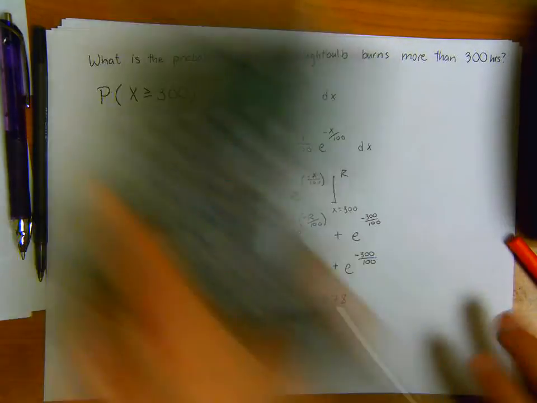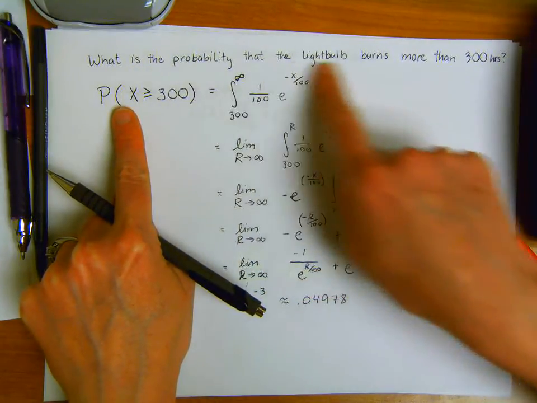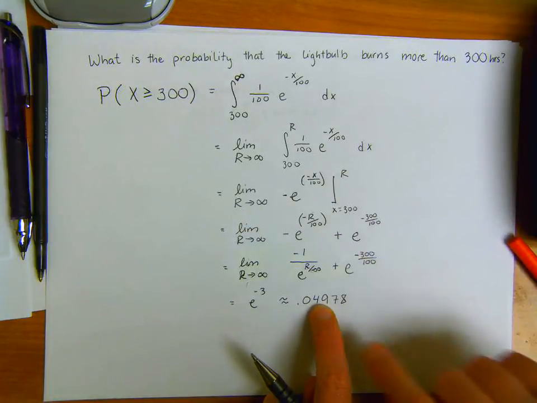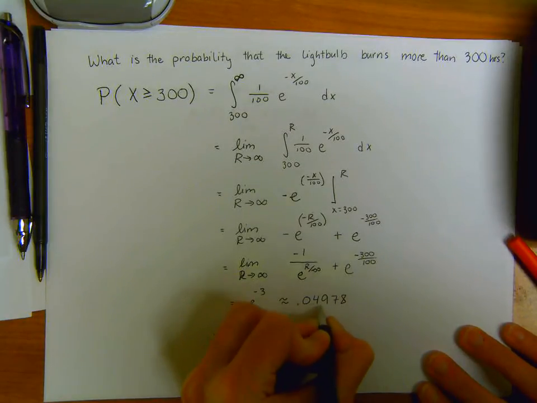0.04978, which, going back to our probabilities, what is this saying? It's saying that the probability that the light bulb burns more than 300 hours is really a little bit less than 5%. So this is about equal to 5%. I'm moving the decimal place over 2 places.